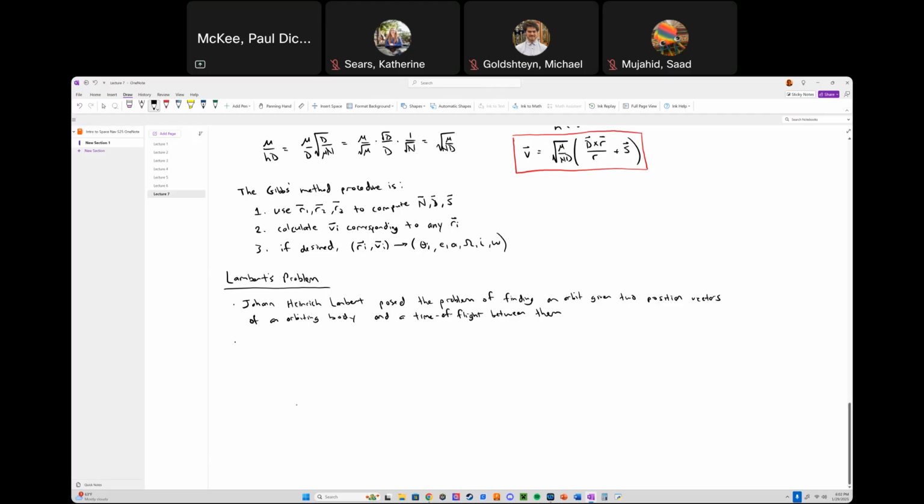So it's called Lambert's problem, but it was solved not by Lambert, but by Joseph Louis Lagrange. Yes, that Lagrange. Using Lagrange coefficients.